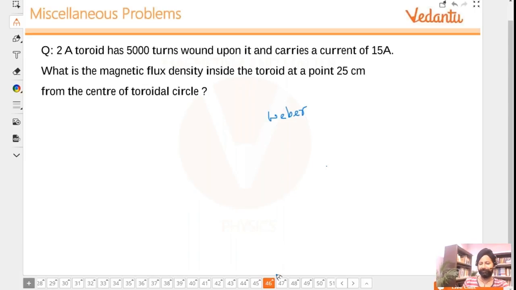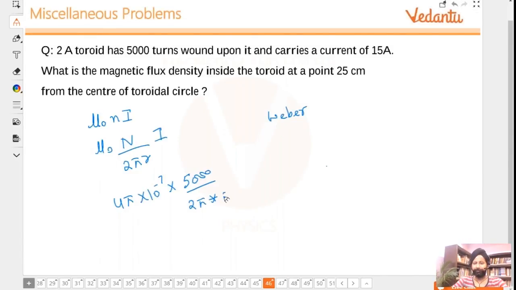Okay, thank you, Arun Malik, for answering that. I will show you the solution here. You just do the same thing as we did earlier. So mu naught n i, this is the magnetic field, but then you're not given n, you're given the total number of turns. So you can divide this by 2 pi r, multiplied by I, right? So mu naught is 4 pi times 10 to the power minus 7 times n. N is 5000 divided by 2 pi times r, 0.25, times the current, 15 amperes, right? And then you do the calculation there. So remember, for a toroid, you have to calculate 2 pi r as the length of the toroid because it's circular.